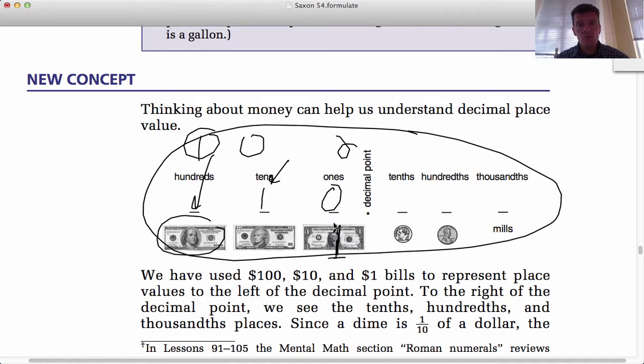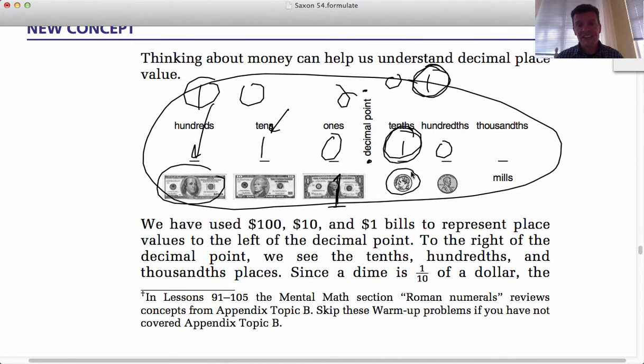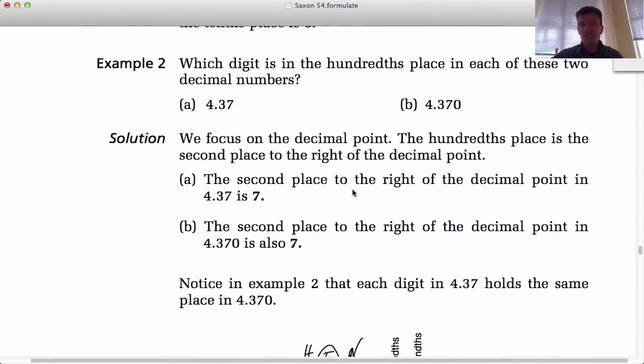A dime we express as 0.10, that is tenths, and a penny is 0.01, that is hundredths. Because a dime has a value of 1/10 of a dollar, a penny has a value of 1/100th of a dollar. It takes 10 dimes to equal a dollar. It takes 100 pennies to equal a dollar. So that's basically the lesson.